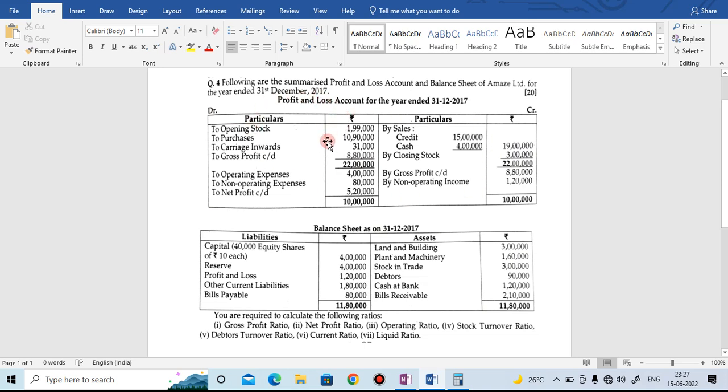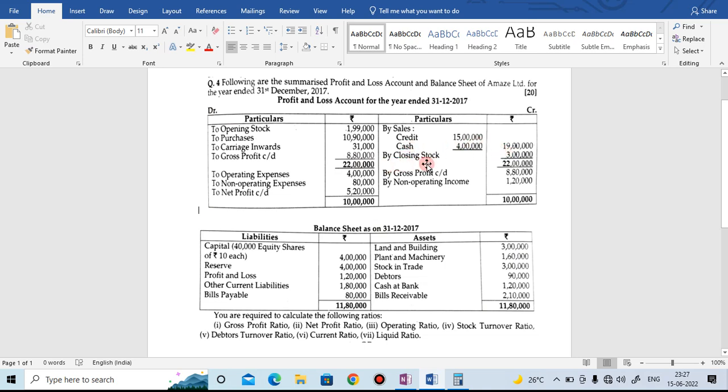So this is the profit and loss account for the year ended 31st December 2017. This profit and loss account includes the trading account also. On the debit side: to opening stock, purchases, carriage inward, gross profit carried down. Then on the credit side, by sales. In sales there is credit sale and cash sale, so the total amount is 19 lakh rupees, which includes credit sale as well as cash sale.